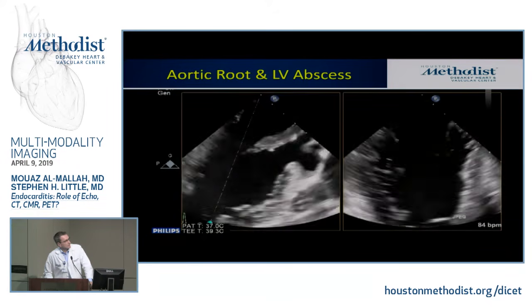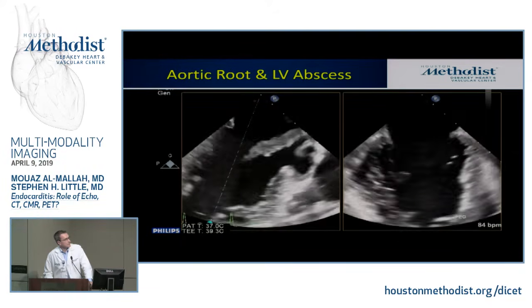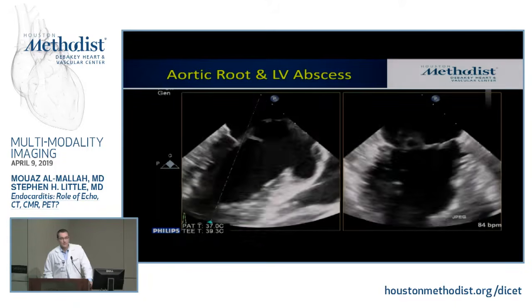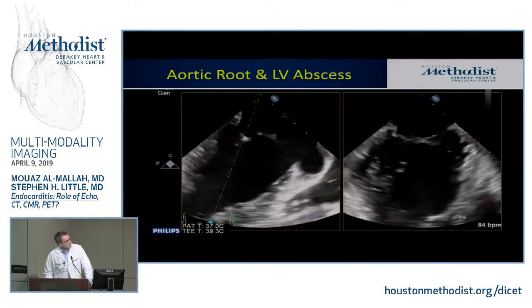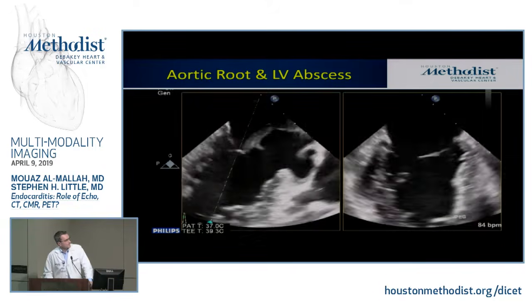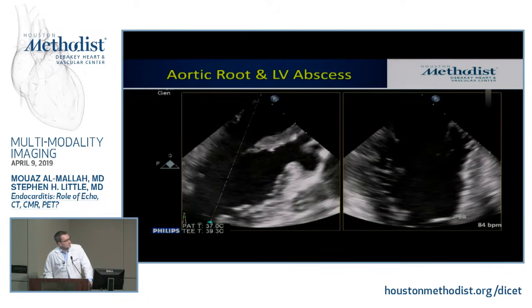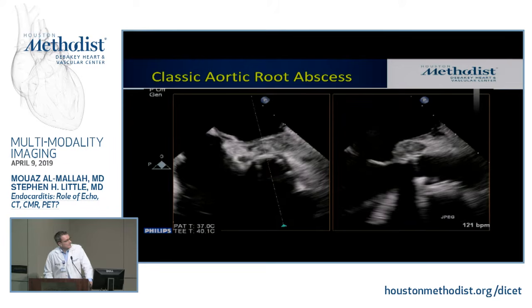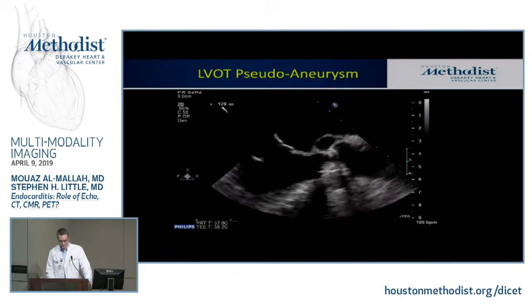This is an even worse collection. This is an aortic root abscess, sorry, an LV aneurysm and an abscess, and that same intervalvular fibrosa involvement. That one was not survivable. This is the classic root abscess, so very large, not subtle, but a very different picture; the population of cells there is not homogeneous.